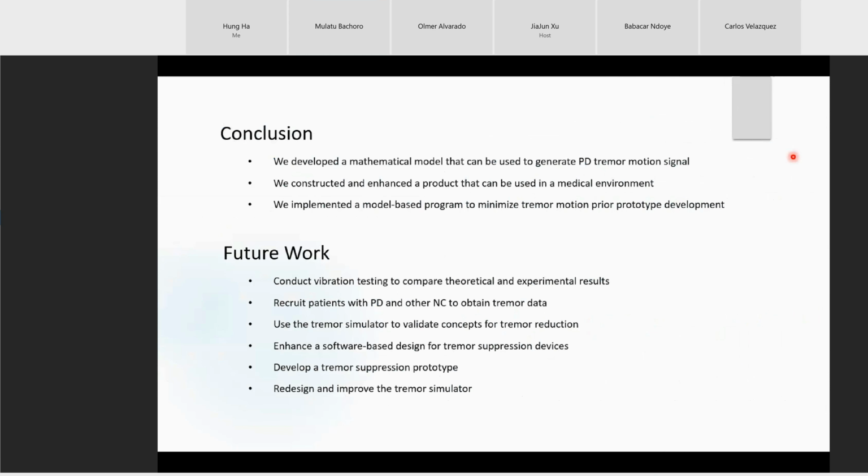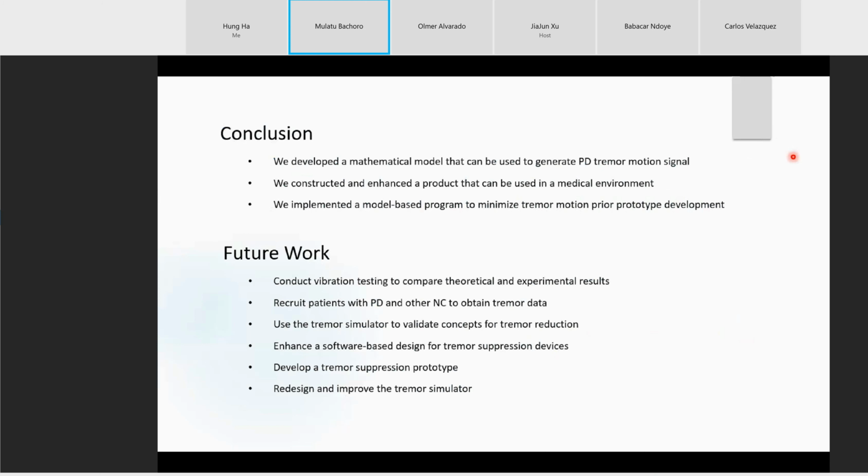And the conclusion: for this project, we developed a mathematical model that can be used to describe Parkinsonian postural and resting tremor, and that can be used to generate a physical signal using the tremor simulator. We successfully assembled, troubleshot, and improved the software of a commercially available product, so we can use it in a clinical environment and for other useful purposes.